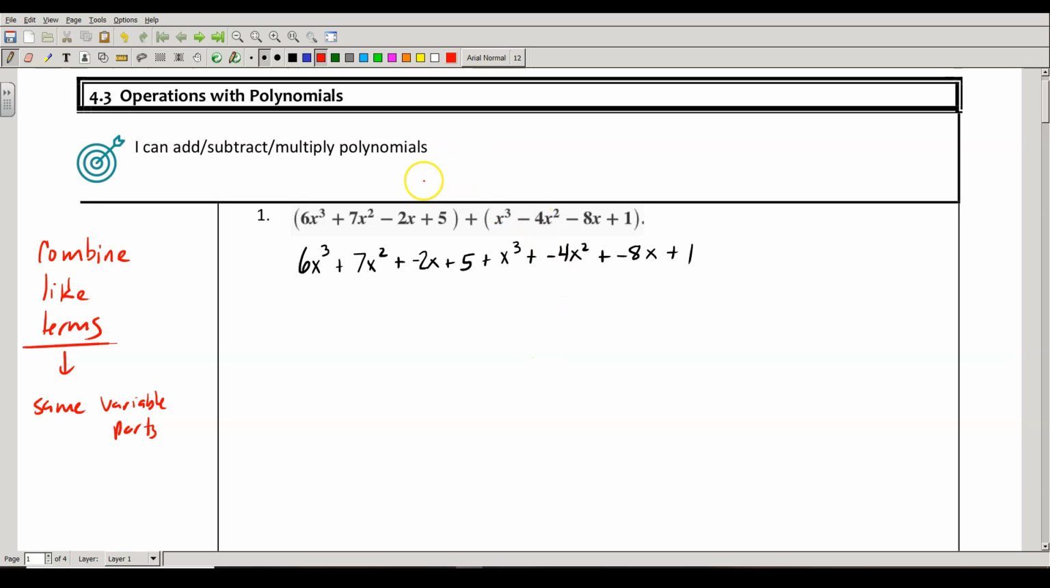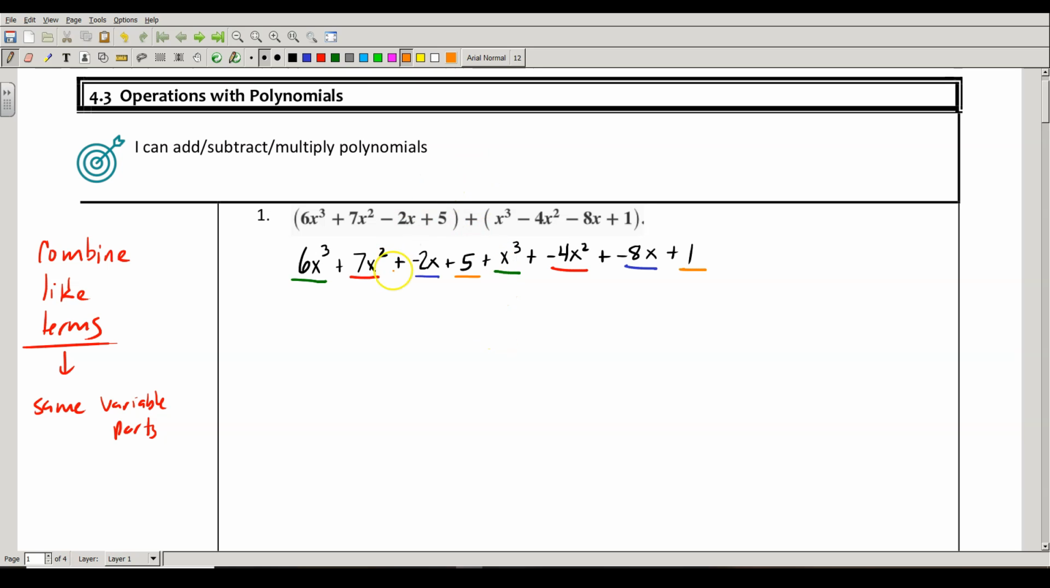So if we look at our like terms, we can identify what they are. We can see that we have this x cubed term and this x cubed term. Those are like terms. And we can see that we have a squared term as well here. Those are like terms. We can see that we have a linear term as well. We have a negative 2x and we have a negative 8x. And we have constants as well. We have this 5 and this 1. So when we add like terms, we're going to add the coefficients.